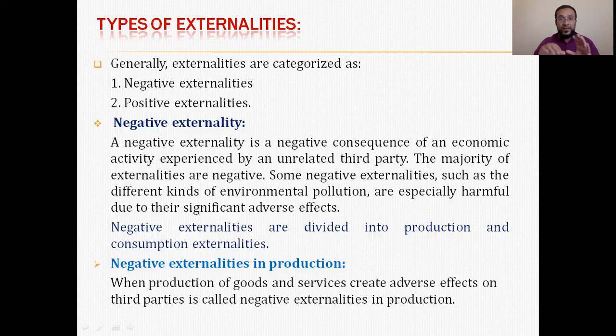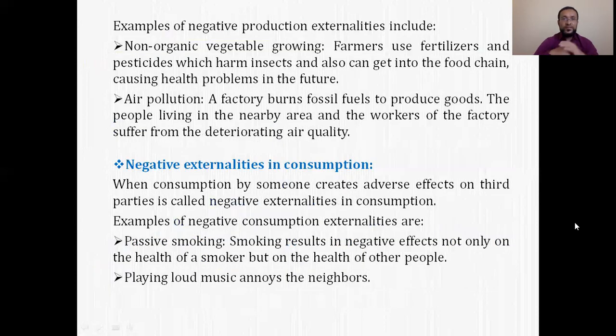Negative externalities we can divide into two types: production and consumption externality. That means negative externality occurs from consumption and production also. So at first let me define the negative externalities in production. When production of goods and services creates adverse effects on third parties, it is called negative externalities in production. There are two examples I gave here to make it easy.